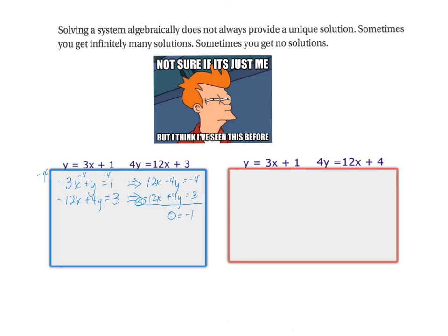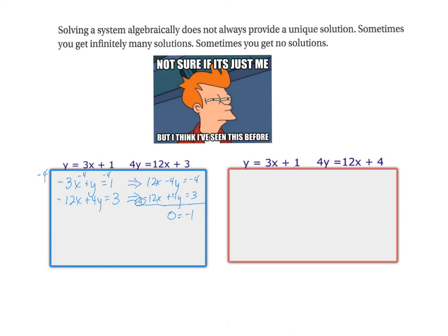We've had this happen before where my variables disappeared, and we would read what's left. And if it was a true statement, we would say all real numbers. If it was a false statement, we'd say no solution. We do pretty much the same thing here. If it's a false statement, we say no solution. These must have been parallel. If it's a true statement, we say infinite solutions because they're the same line.